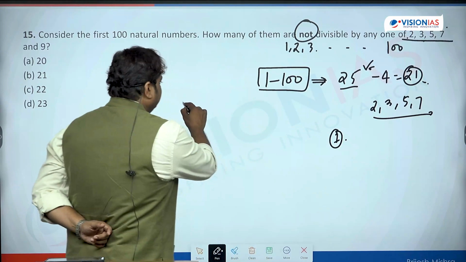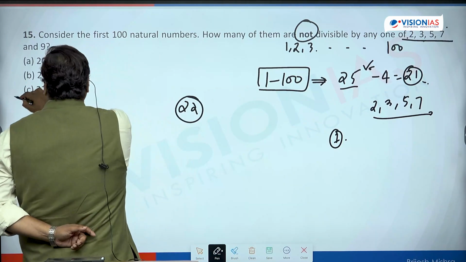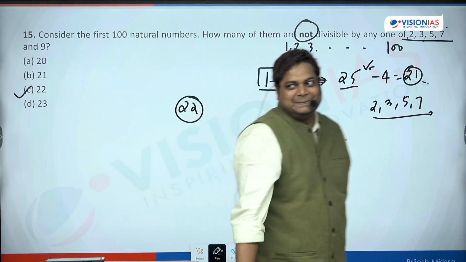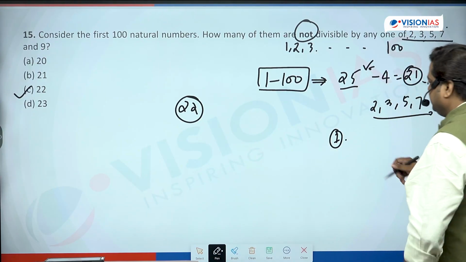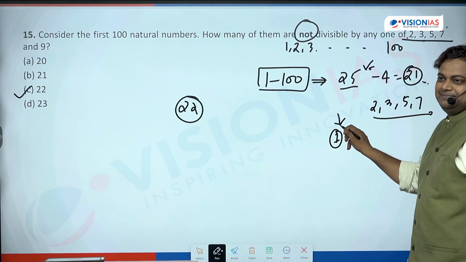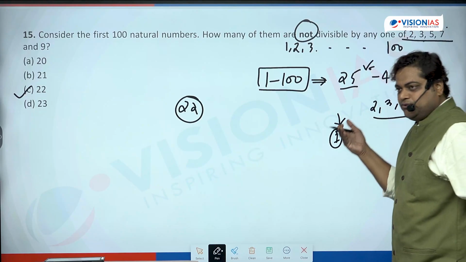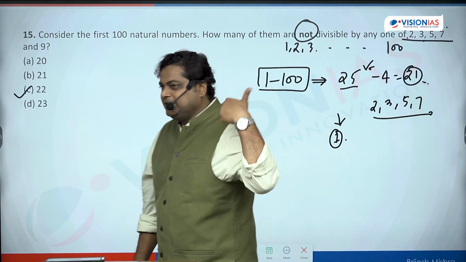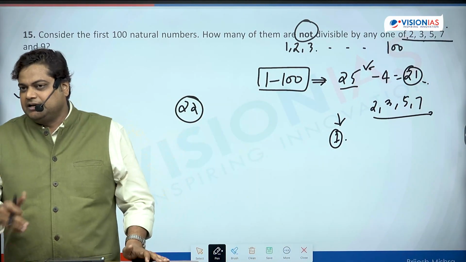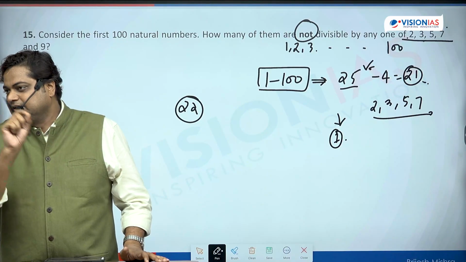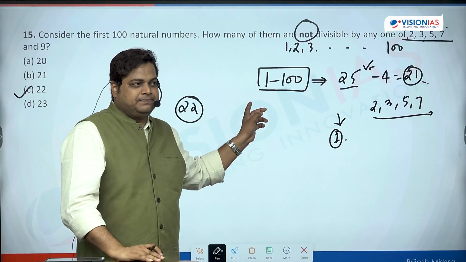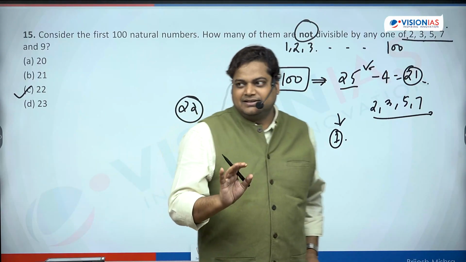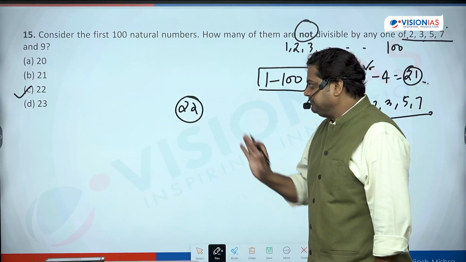So total, this was also a tricky question. Because 1 we can forget. Even if we know 25 prime numbers are there which are not divisible by these numbers, because they cannot have any factor other than themselves and 1. But what about 1? Because of 1, the answer could go wrong. Then, a tricky one.